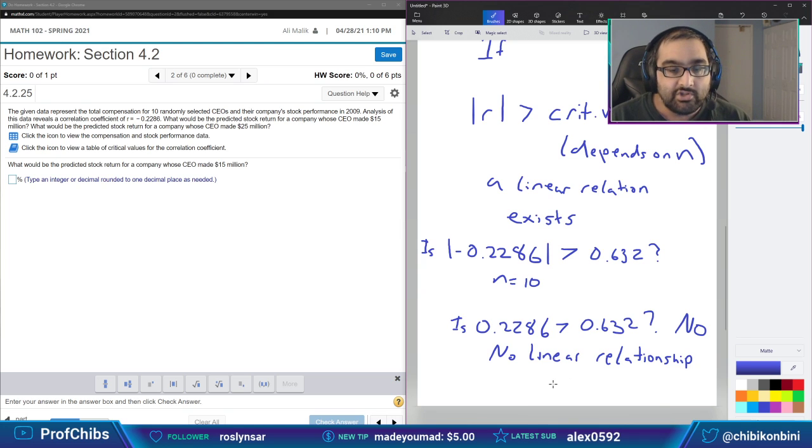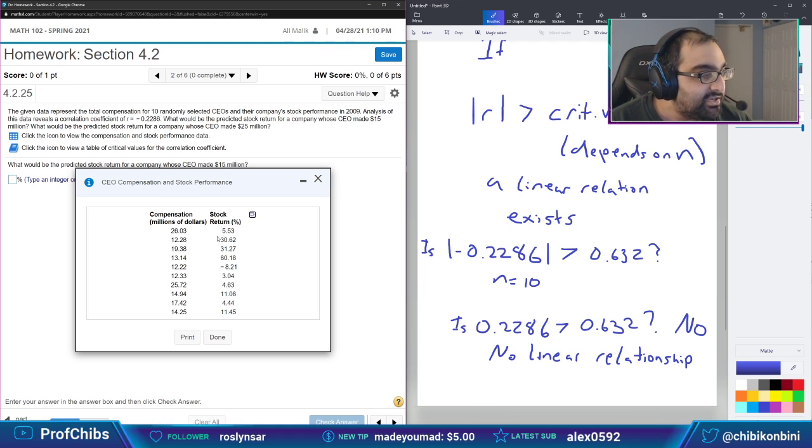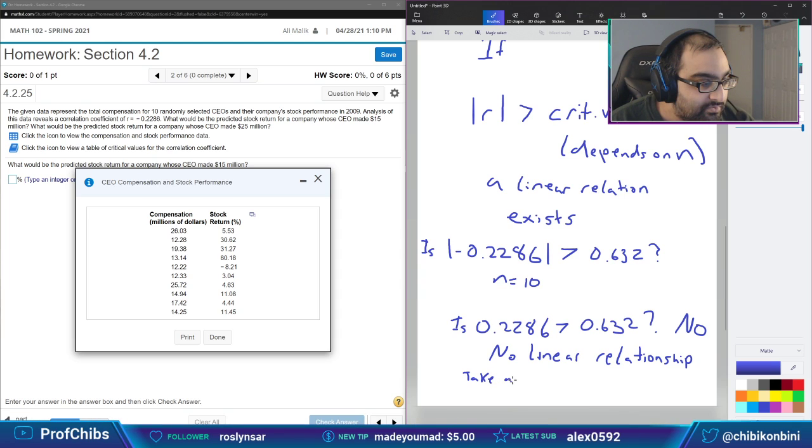Because there's no linear relationship here, what they decided to do instead was take the average of all the y values in this problem. That's all they did. So we just take the average of all the y values.